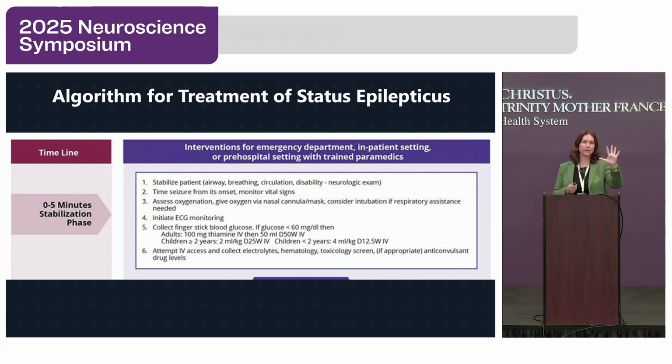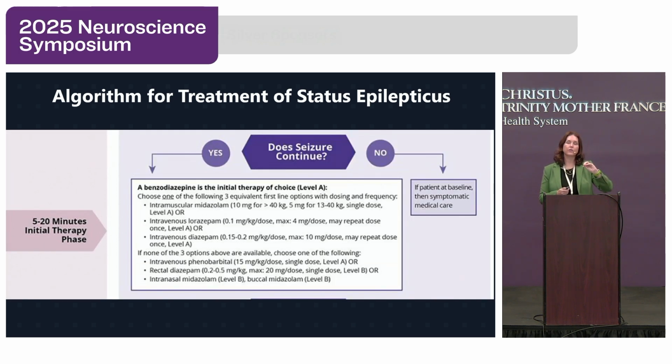And at 5 minutes, if they're still seizing, then we start the treatment algorithm for status epilepticus. Benzodiazepines are the first line therapy. It's level A evidence. And the first 3 are intramuscular midazolam, IV lorazepam, or IV diazepam. Most commonly here in the emergency rooms, we're using the IV lorazepam. And you can see here the doses. We're going to focus on lorazepam because I want to make mention of the dose that you're supposed to use. It's 0.1 mg per kg up to 4 milligrams.